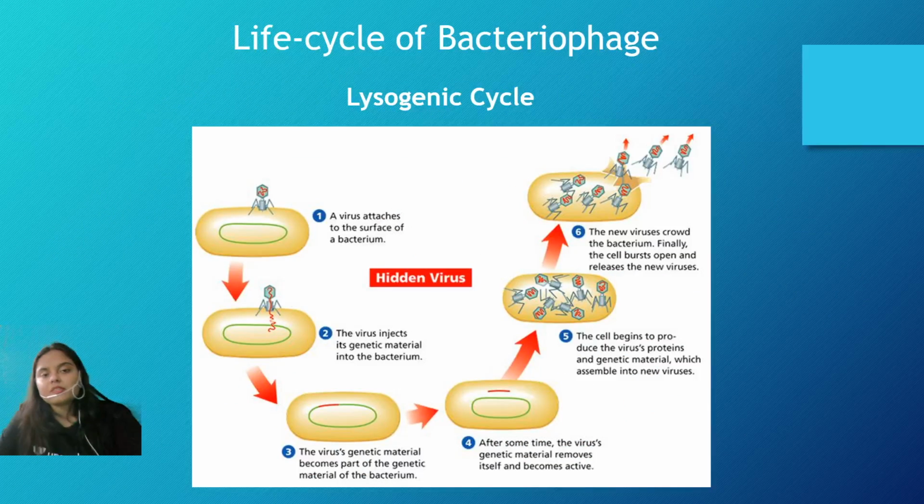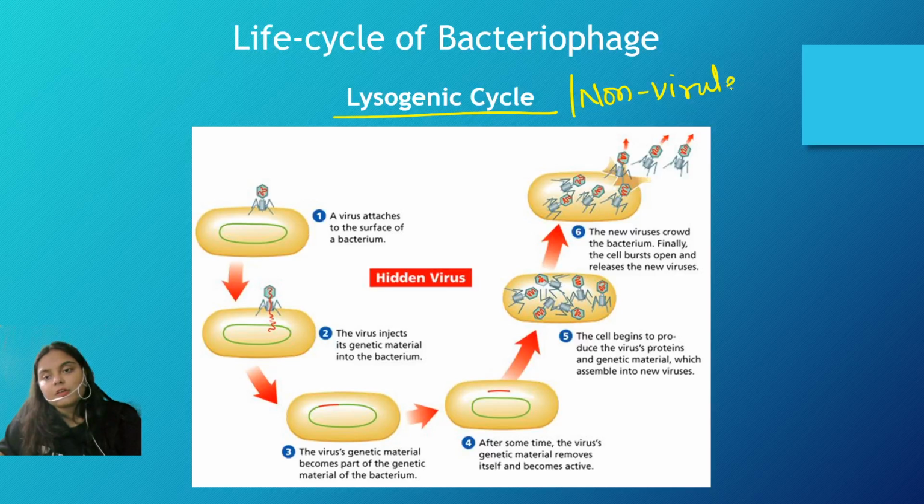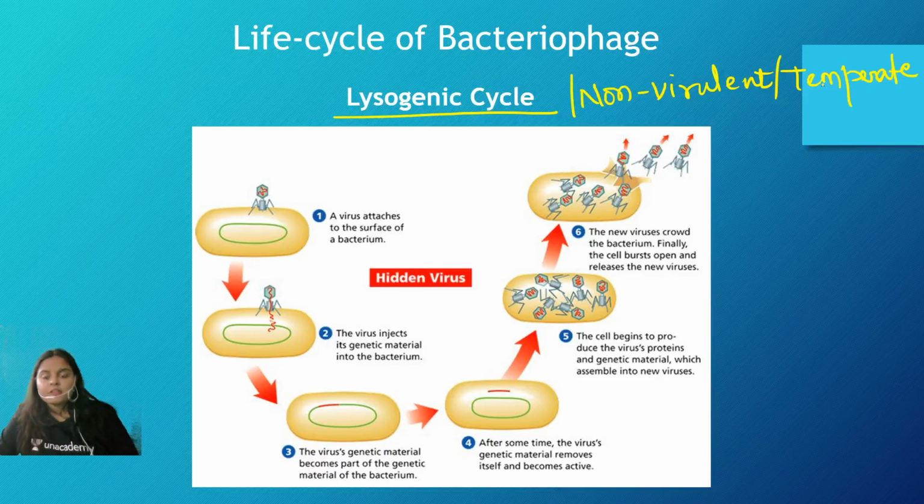Now here comes the second type of cycle, which is the lysogenic cycle. It is generally non-virulent, or the temperate phage life cycle. The initial steps are common, like the attachment and the insertion of the viral DNA. The virus attaches to the surface of the bacterium, and it injects its genetic material into the bacterium.